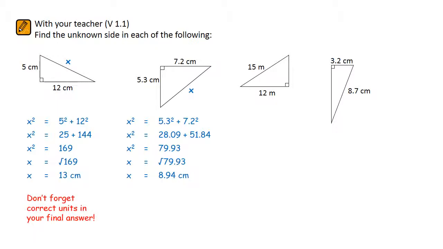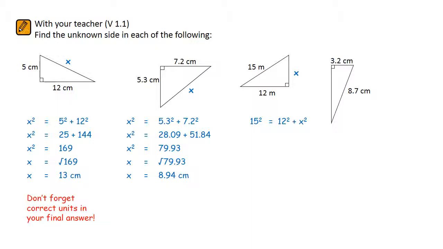The next example is a little bit different. In the first two that we did, x was the hypotenuse side, but in this third example, x is one of the other two sides. We set it up exactly the same way. The hypotenuse squared is equal to the sum of the other two sides squared, so it's 15 squared equals 12 squared plus x squared. But we have to do a little bit more transposition to find out what x is.